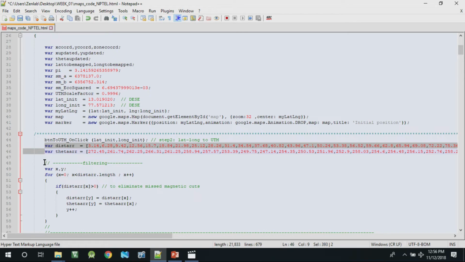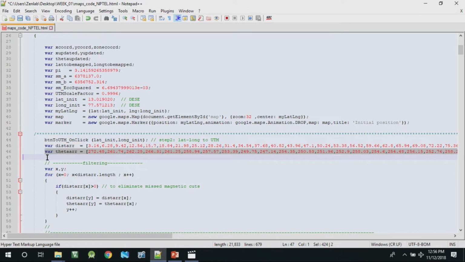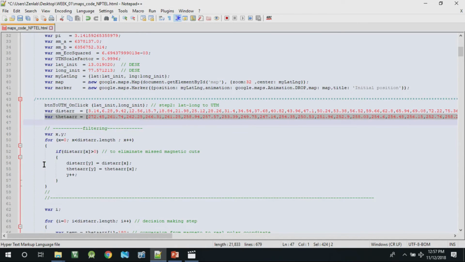In practice it will not be so beautiful, you will see a lot of zeros. So you have to design your own algorithm to get rid of the zeros and put it there. So that is the distance array. Look at the theta array. The theta array is the second one, which is telling you the magnetometer values. Here it is telling you different degrees, 272.45, 261.74 and so on. So it is actually giving you all the magnetometer values. Now look at the filtering, removal of zeros I already mentioned to you, do not worry about it.